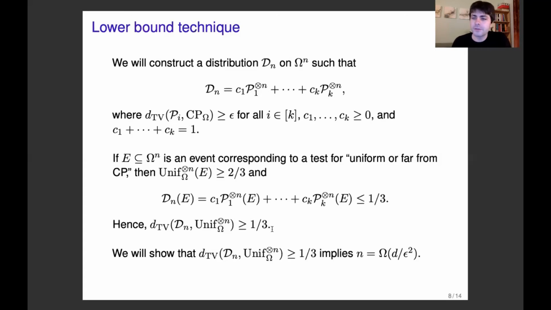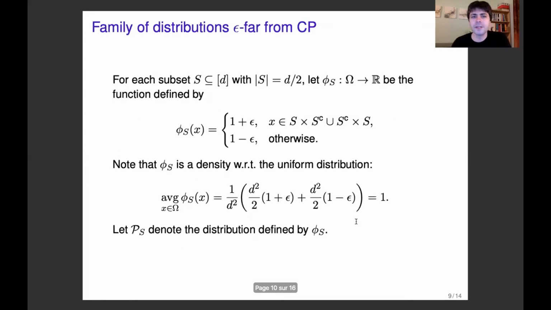So all we have to show now, having defined D_n, is that the total variation distance between D_n and the uniform distribution being at least 1/3 implies that n is at least d over epsilon squared. So how do we define D_n? Well, we need to define the family of distributions which are far from CP(Omega). And we will do that as follows.